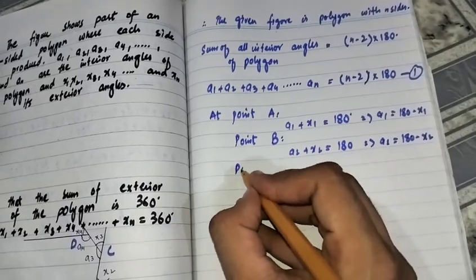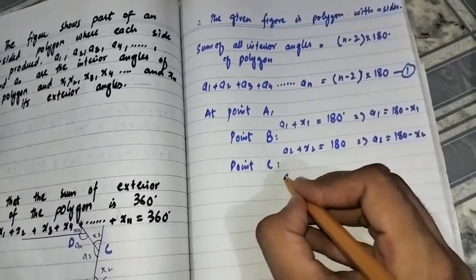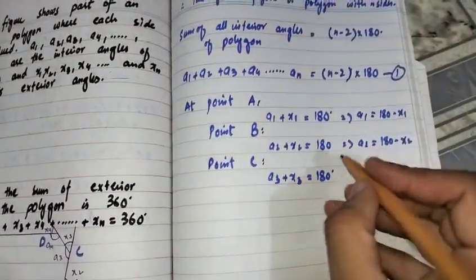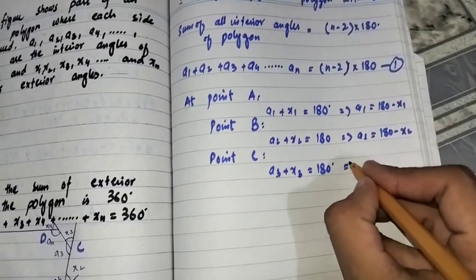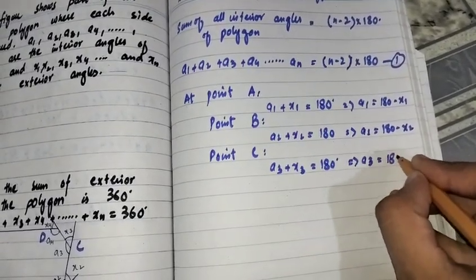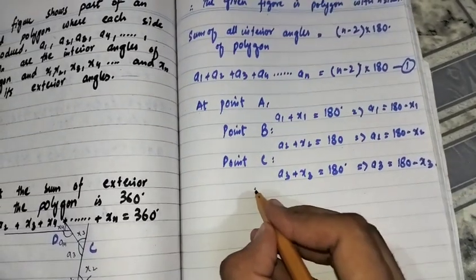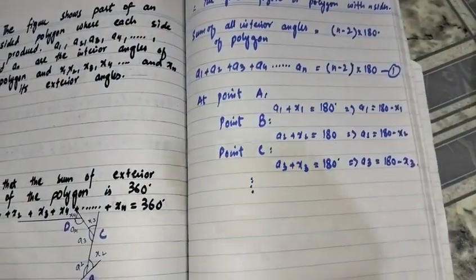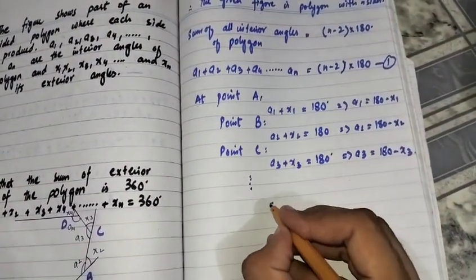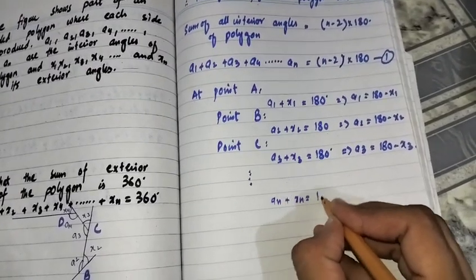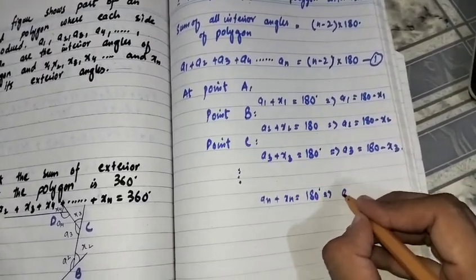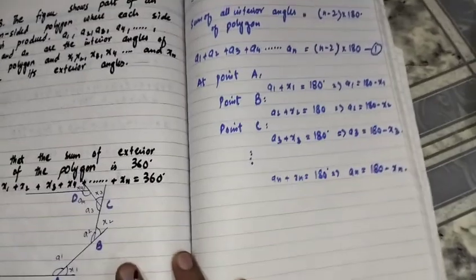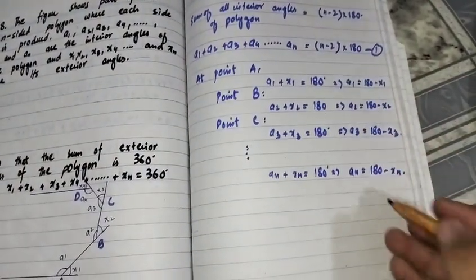Similarly at point C, a3 and x3 will make 180 degrees, so a3 will be equal to 180 minus x3. Similarly at the nth point, meaning this is the point A, B, C, D, E, F, G, H, and to the nth point, the angles an and xn will make 180 degrees. It means that an will be equal to 180 minus xn. So these are the values of a1, a2, a3 to an.